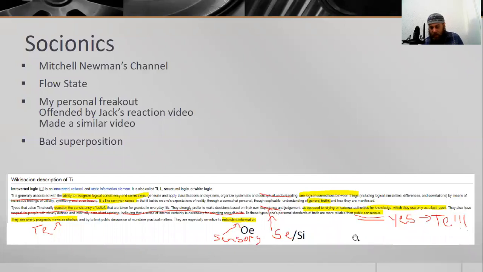As opposed to relying on external authorities for knowledge. So here, I highlighted this because I agree. I don't rely on external authorities for knowledge, which they use only as a last resort, right? So I'll only go to an authority to get something if I get stuck, I guess. But I would always look to my own logic and my own, right? And for me, this is just anti-TE, right?